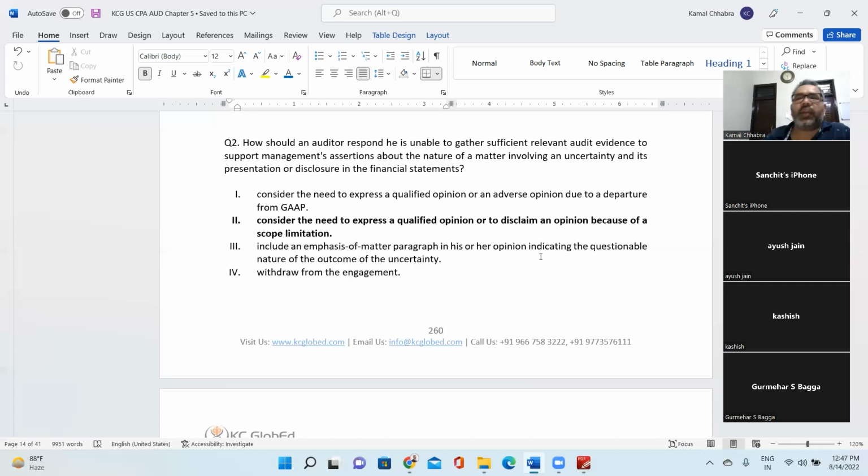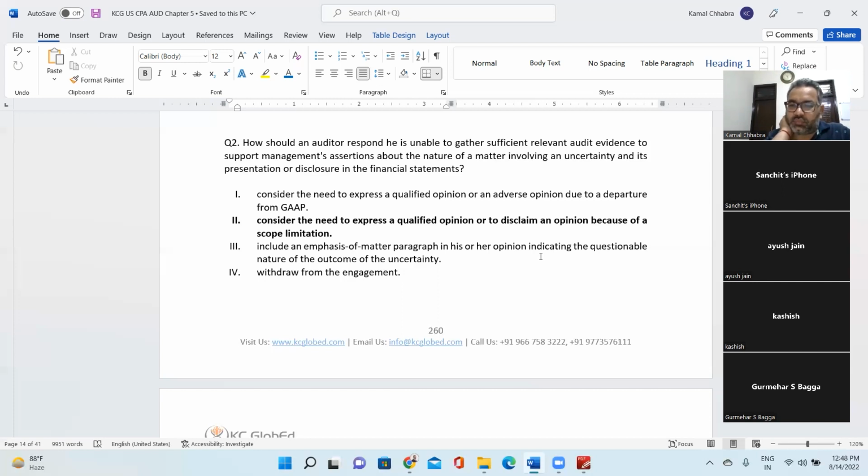If there is an uncertainty and you do not get relevant or sufficient audit evidence, would you be mentioning an emphasis of matter paragraph or a qualified or disclaimer of opinion? Disclaimer of opinion. Anyone else would like to share? Disclaimer. Scope limitation. If it is pervasive, it would be a disclaimer of opinion. And if it is not pervasive, then it should be a qualified opinion, right? Or will you withdraw from the engagement? Withdrawal is the very last option. So which option is right?